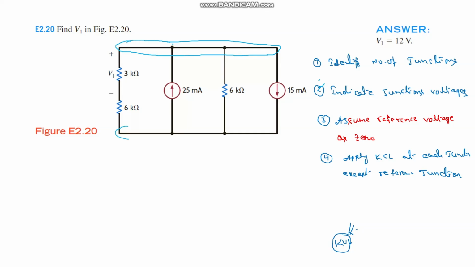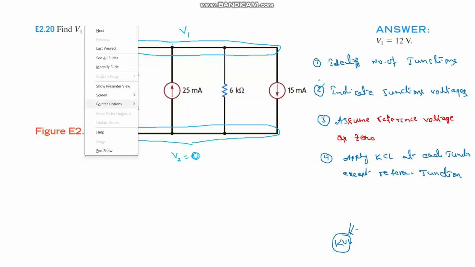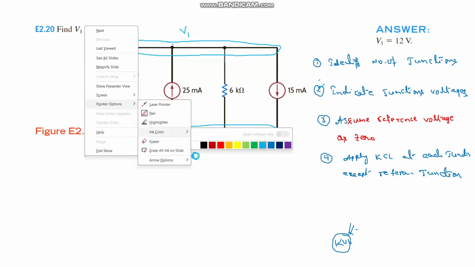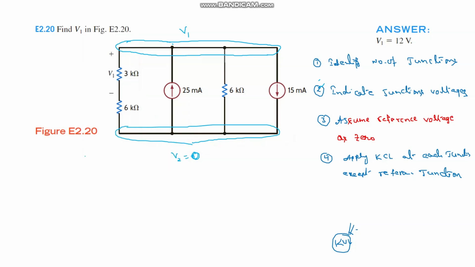And this is junction number 2. The potential at junction 1 is V1. Potential at junction V2 is equal to 0, and according to statement 3, V2 is the reference voltage, 0. Now we have to apply KCL at each junction. According to the KCL, sum of incoming currents is equal to sum of outgoing currents.